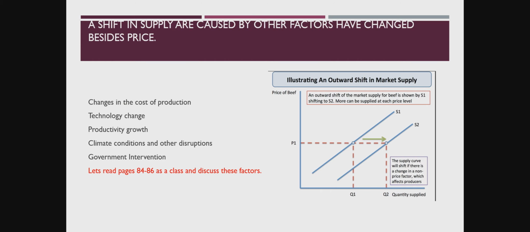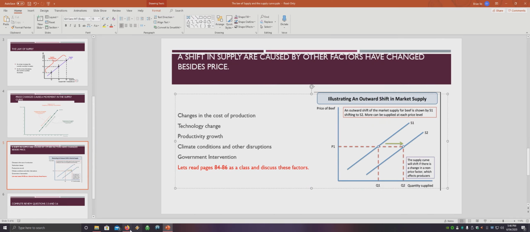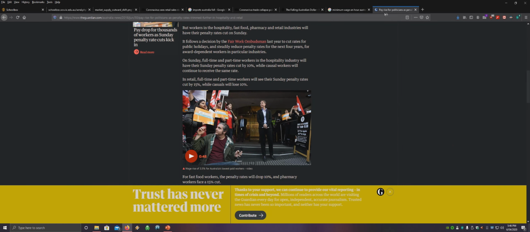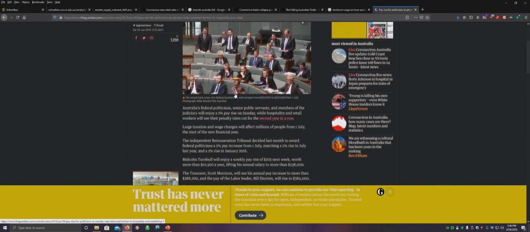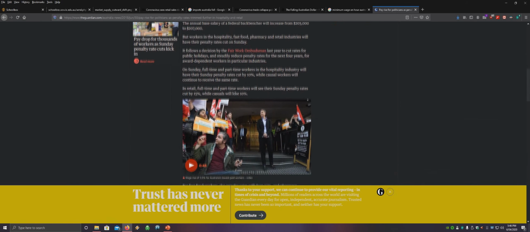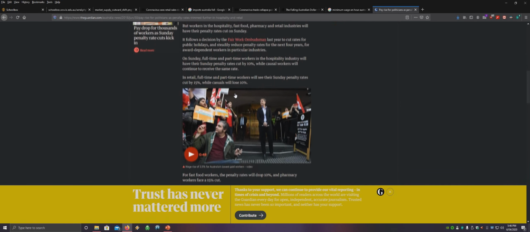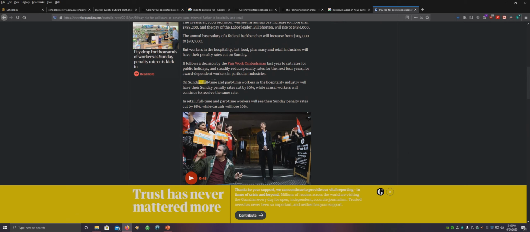A good example would have been, I think, back in 2018. What happened during this time was hospitality and retail had their penalty rates cut. Let's see if I can find the information. On Sunday, full-time and part-time employees in the hospitality industry will receive their Sunday penalty rate cut by 10%, whilst casual workers will continue to receive the same rate.